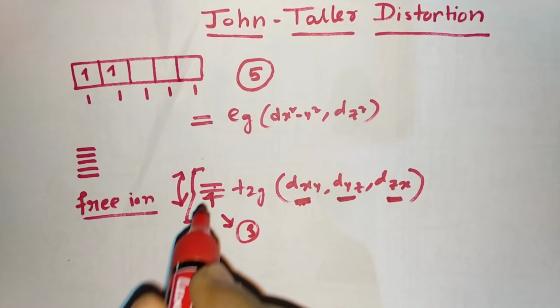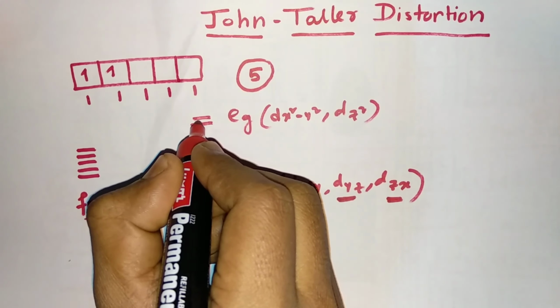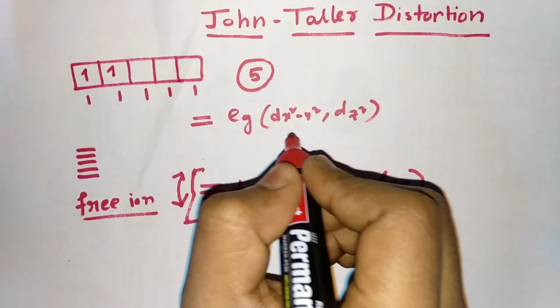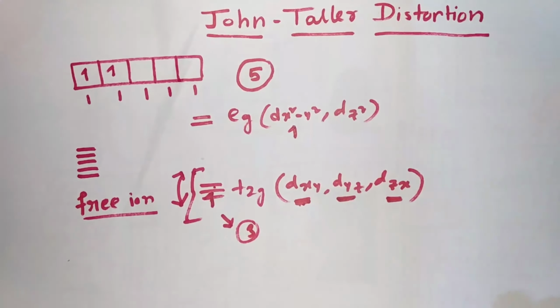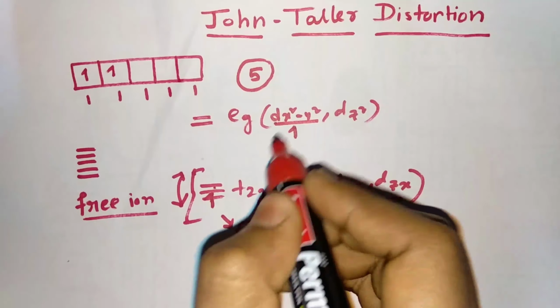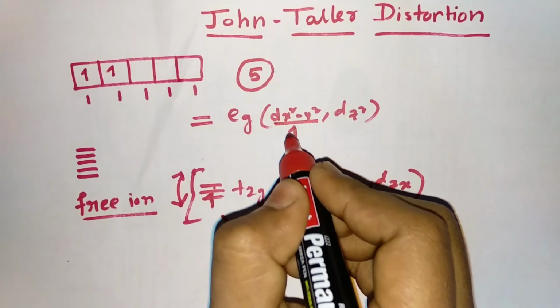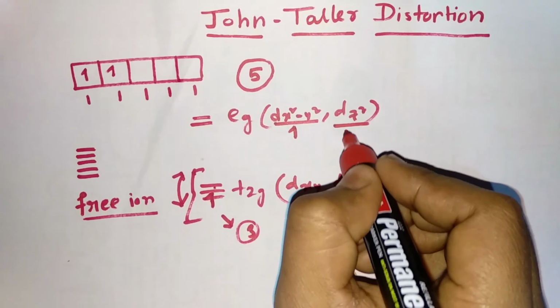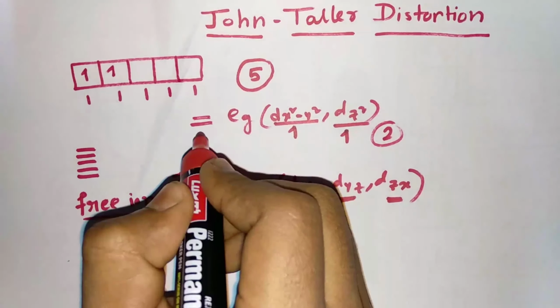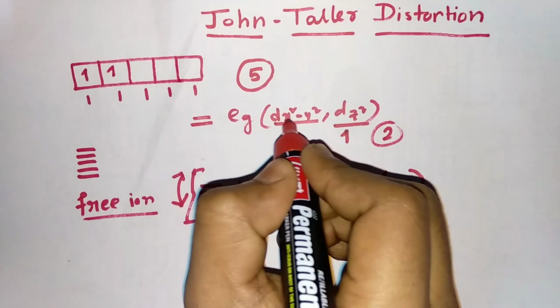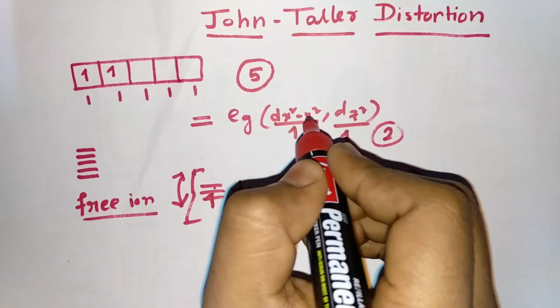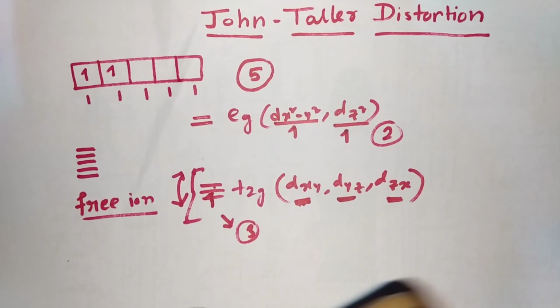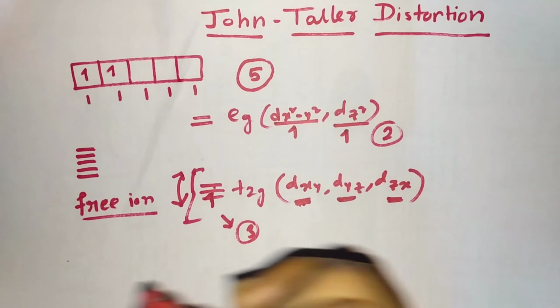Say one electron is in the Eg level, that is, in the dx square minus y square orbital. So the degeneracy here will be 2, because this electron can be present in the dx square minus y square orbital or the dz square orbital. That is why the degeneracy is 2. So this is all about the degeneracy.